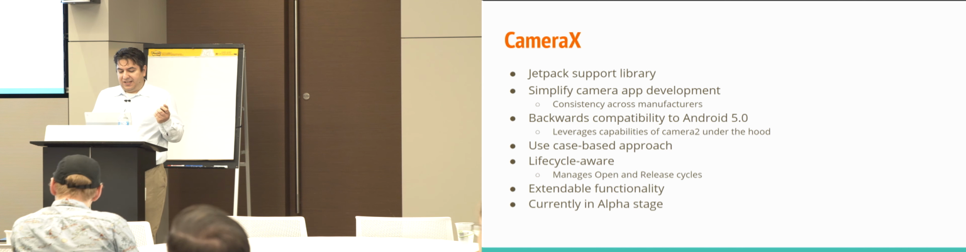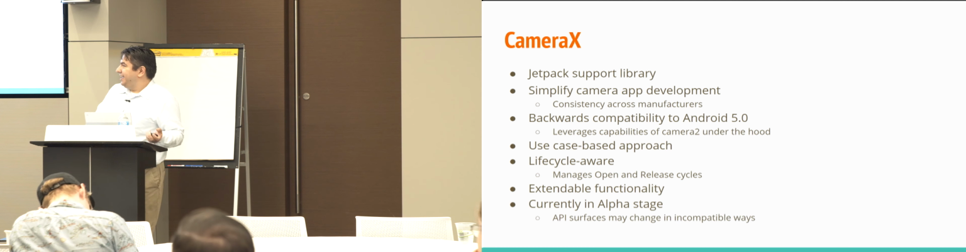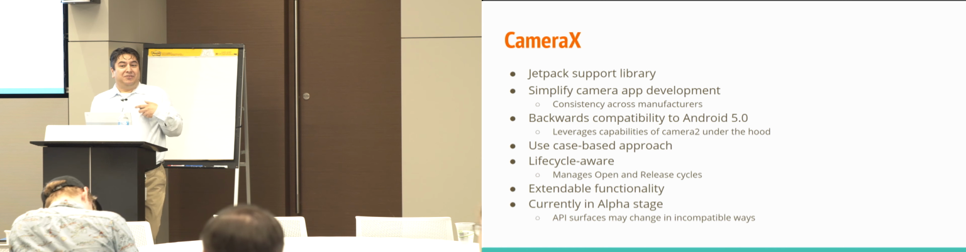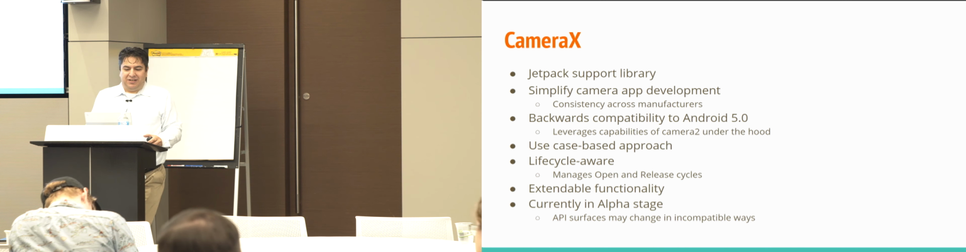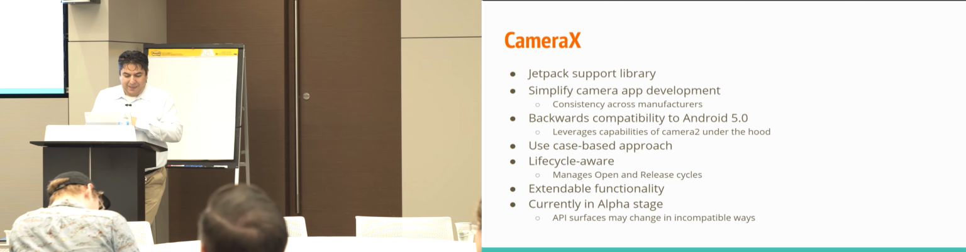And like most things at Google, it's currently in alpha. That is to say that the API surfaces may change in ways that are broken. They do recommend not using this in production, but it's so much fun. I'm going to recommend you not use it in production. I didn't say that. I didn't say that you should. I said don't. But it makes camera so much easier for everyone.